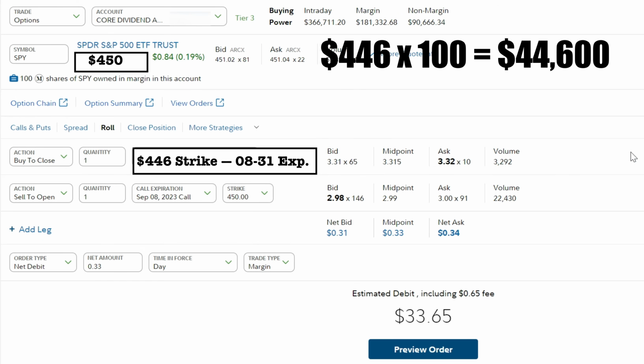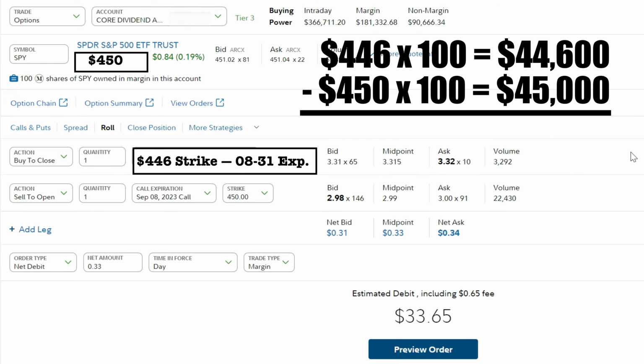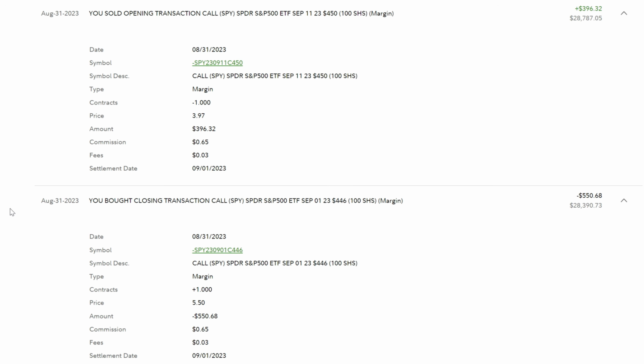Here's the math. $446 strike price times 100 is $44,600 that I'd receive, but my cost basis was $45,000. The difference there is $400. That'd be a loss. However, instead of letting myself get assigned at 446, I instead took a different path.